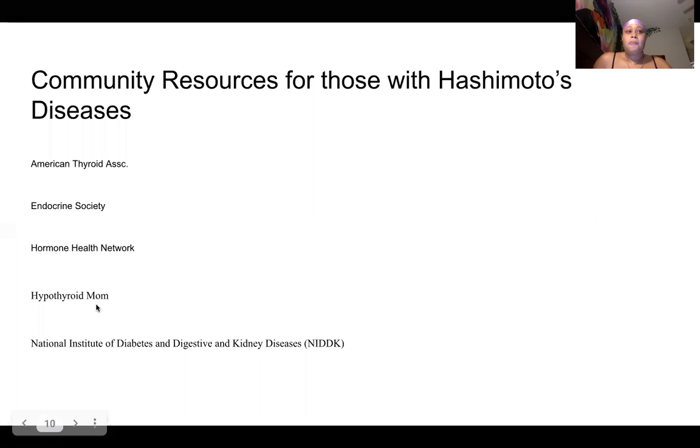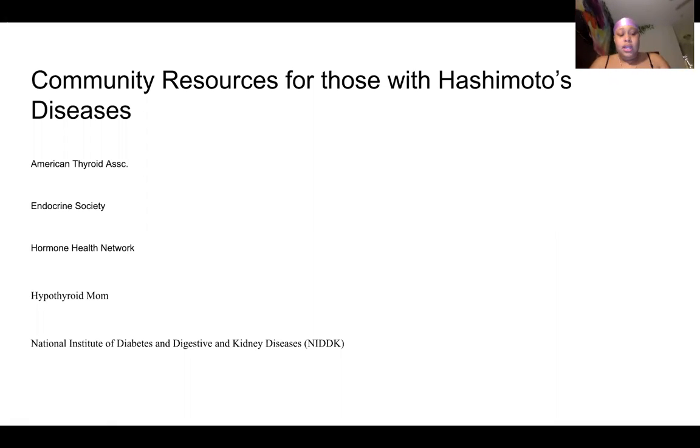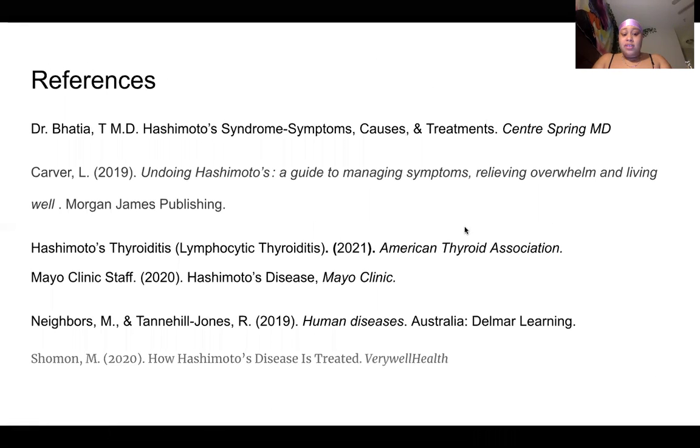It's kind of like Quora, but on crack, because it's just one mom with a really big fan base now, and it's really just her journey dealing with hypothyroidism and Hashimoto's with her kids. And the last one, these are the top five by the way, is the National Institute of Diabetes and Digestive and Kidney Diseases. So yeah, and these are our references.